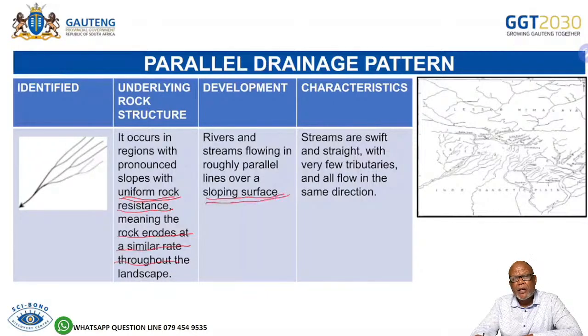And then what are the characteristics? The streams are swift and they are straight. You can see here on the topographical map, this will show you those kind of streams with very few tributaries as compared to the dendritic pattern. So there are few tributaries and they all flow in the same direction.